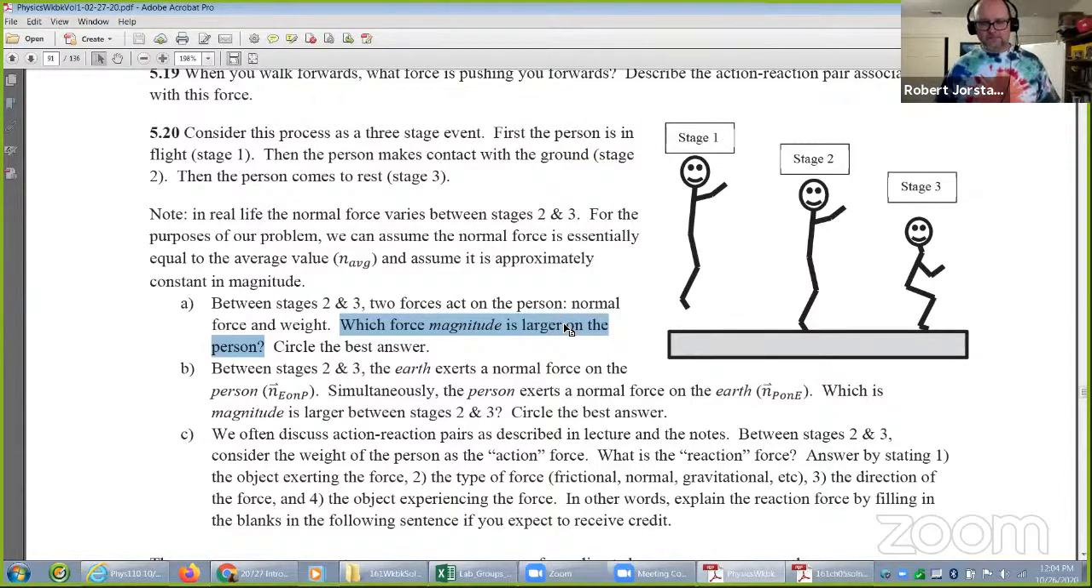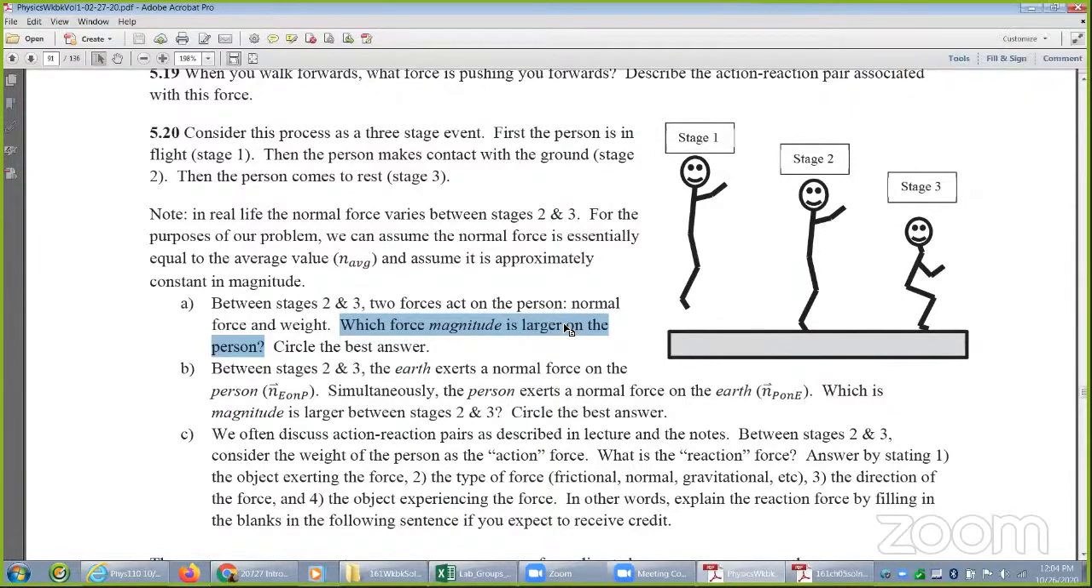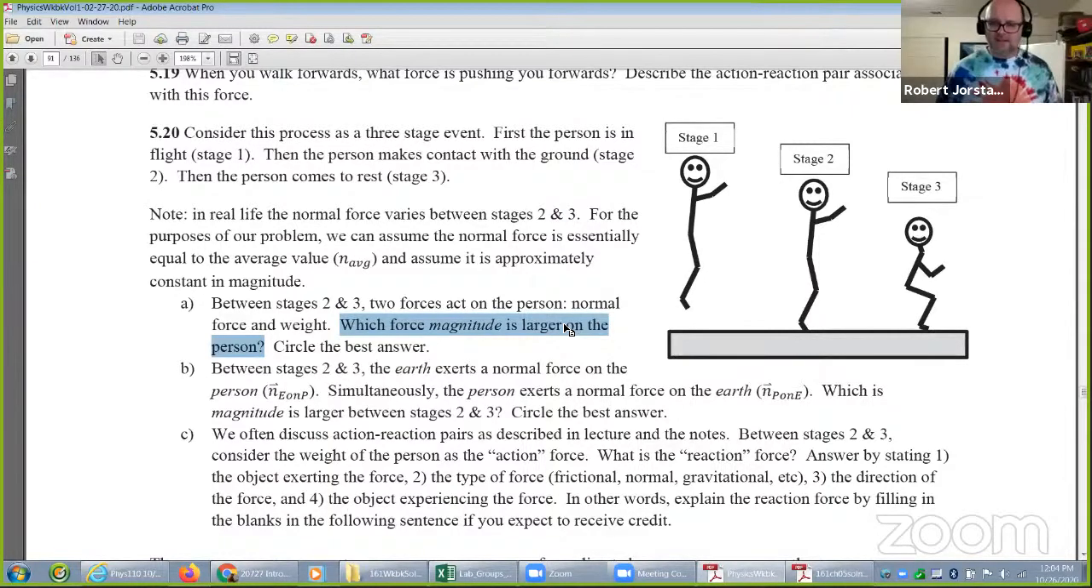I think of Newton's second law. Why do you think that? Because it's asking which magnitude of force is larger on a person. You're right. You're right that it's Newton's second law.